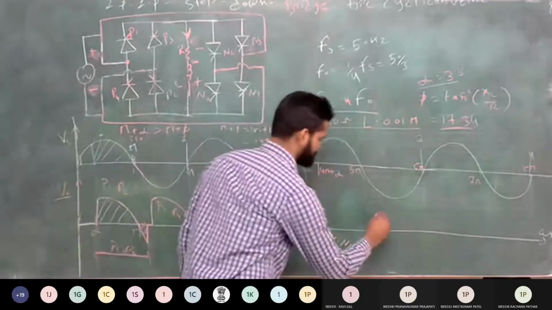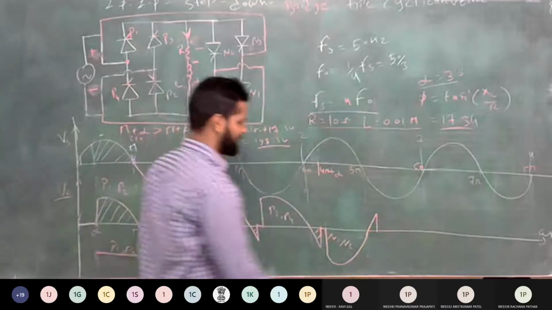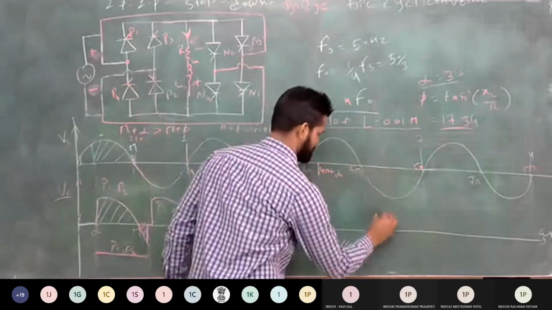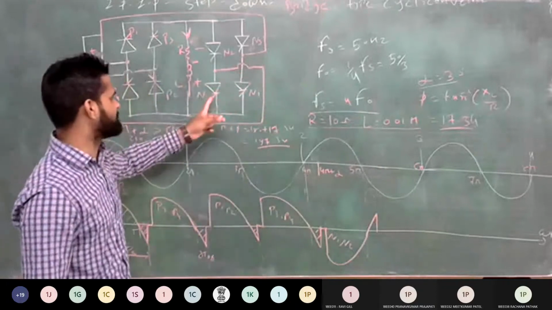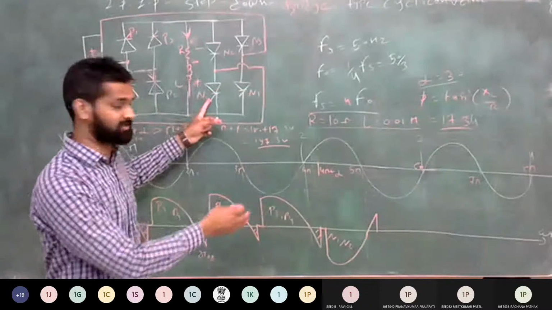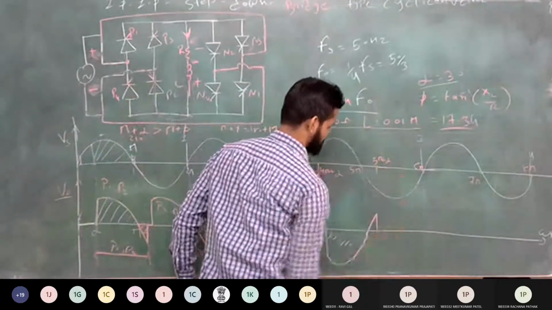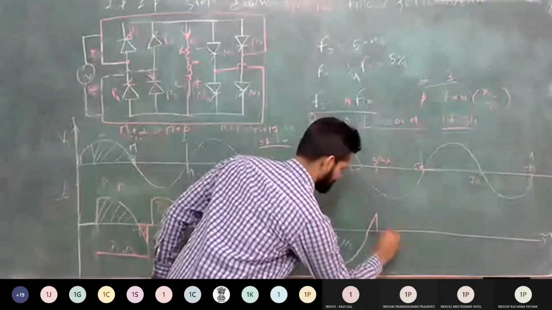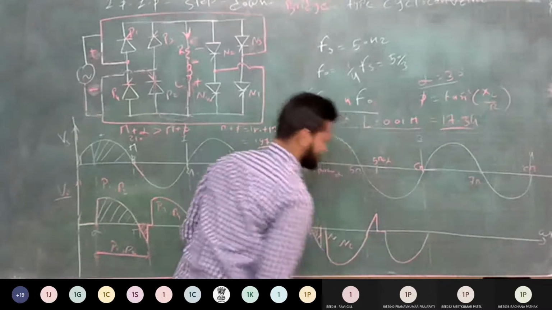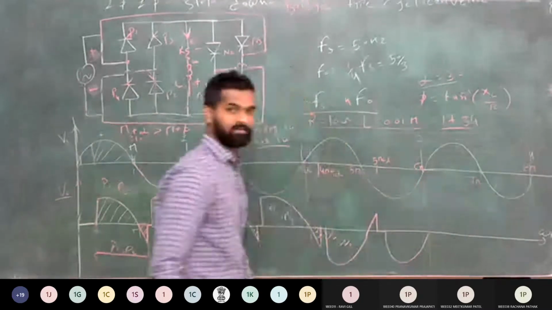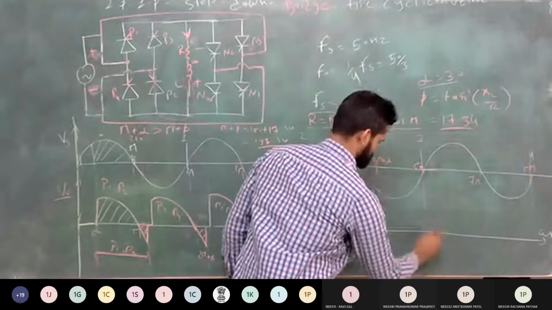Clear? And at 5 pi plus β, current becomes 0, so N1 and N2 become off, and at 5 pi plus alpha, you fire another negative thyristor, N3 and N4, because again you require the negative voltage. So at 5 pi plus alpha, you turn on N3 and N4. So again you get the negative voltage up to this 6 pi. Clear?